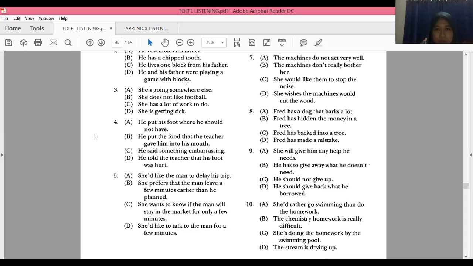Number 7. The noise from those machines is really bothering me. Ask them to cut it out. What does the woman mean?